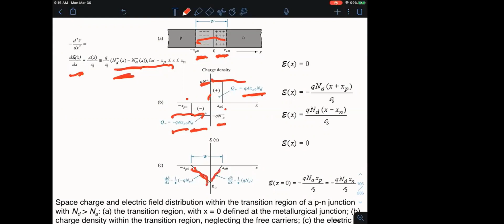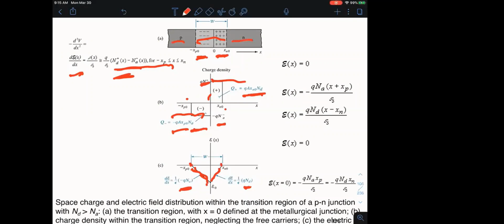It also varies linearly with position on the other side, with a different slope because the doping concentrations are different on the two sides. And then, putting in the right boundary conditions, you find that the electric fields vanish at the edges of the depletion region, because beyond that, it has space charge neutrality.